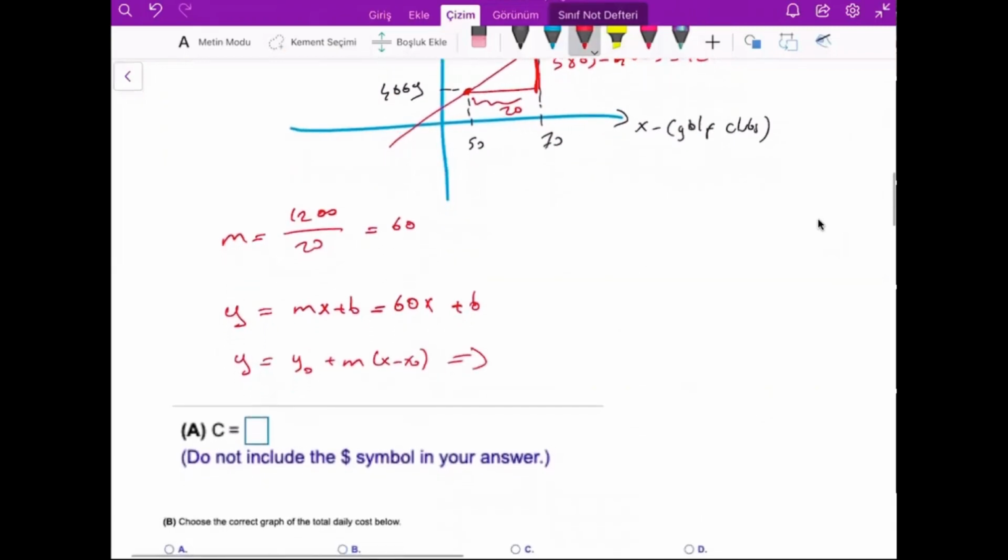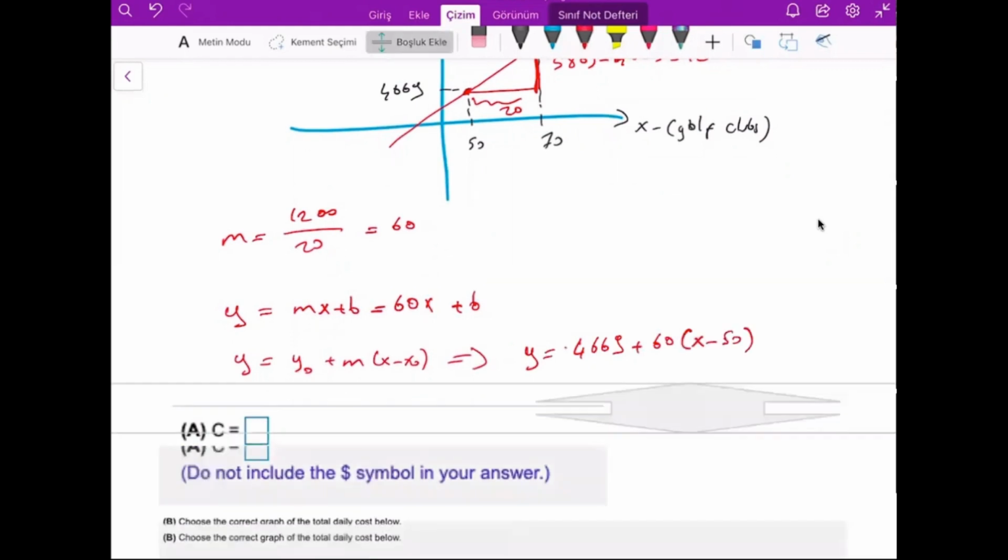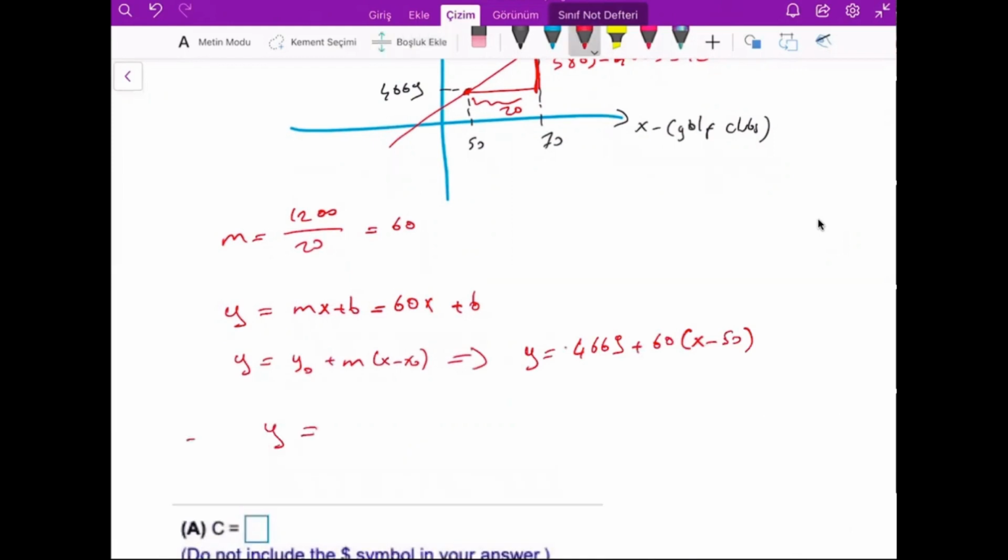Y equals y0, which is 4,669, plus slope 60 times (x minus 50). So this is our equation. Okay, let's make some arrangement again. So the result is y equals 60x. I should subtract 60 times 50 from the 4,669. Okay, 60 times 50 equals 3,000. So this is plus 1,669. So this is our answer.